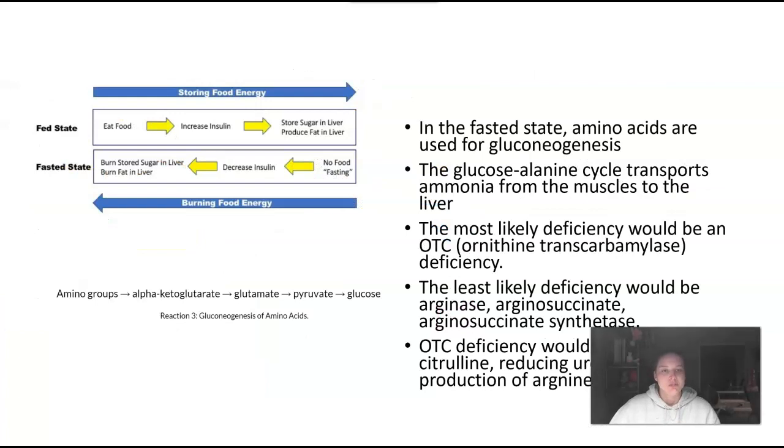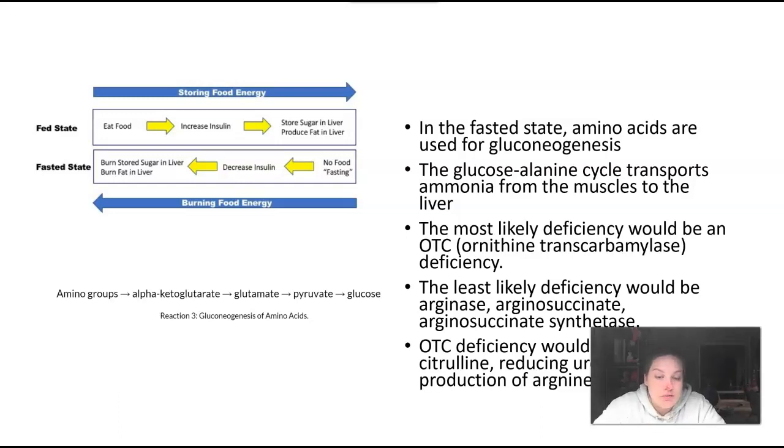Gluconeogenesis of amino acids occurs in the fasted state. This makes sense because there's no carbohydrates available since you're fasting. Therefore, amino acids are used for fuel instead. And this is summarized in reaction 3. You can see here that amino groups are broken down to alpha ketoglutarate, which is broken down to glutamate, broken down to pyruvate, broken down to glucose. So the glucose-alanine cycle transports ammonia from the muscles to the liver, and the urea cycle ultimately transforms that ammonia to urea, which can then be excreted.